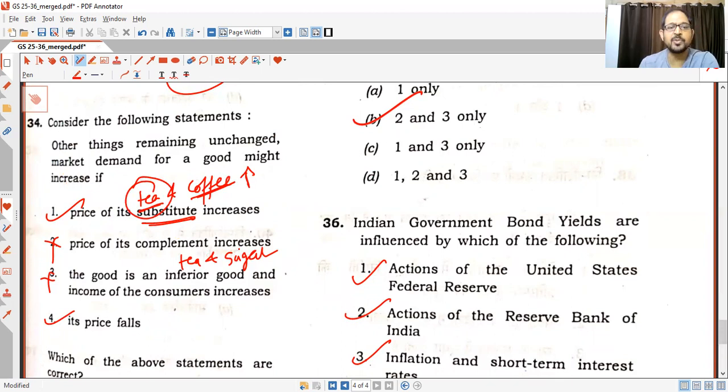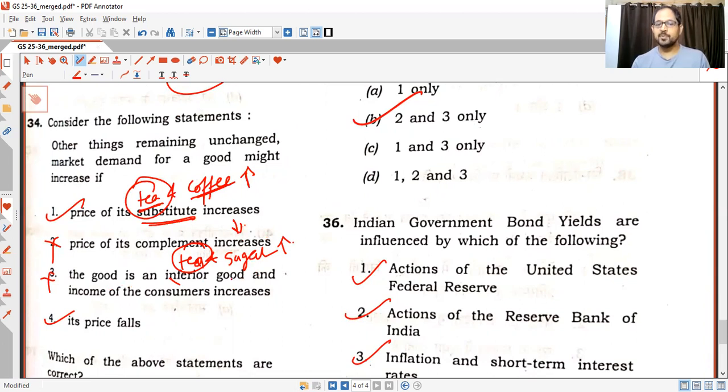Price of its complement increases. So what is a complement? Complement means where both of the things are used together. Substitutes are ones where one can be substituted with the other, and complements are when both of them are used together. For example, tea and sugar. While making tea, both tea and sugar are required. So if the price of sugar increases, this may not increase the demand for tea, rather it may decrease the demand for tea. Okay, so the second point is incorrect.